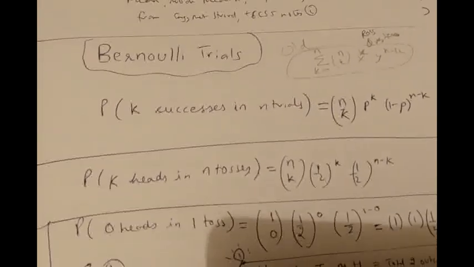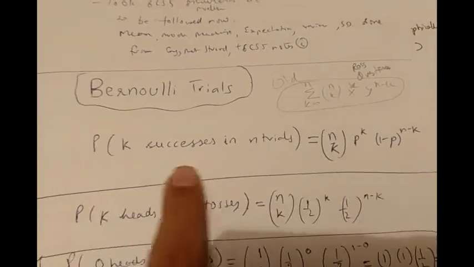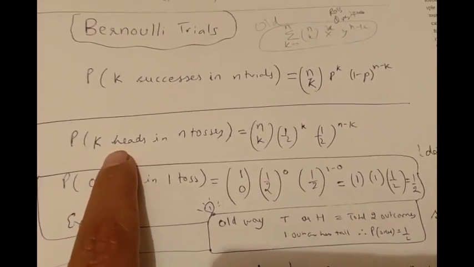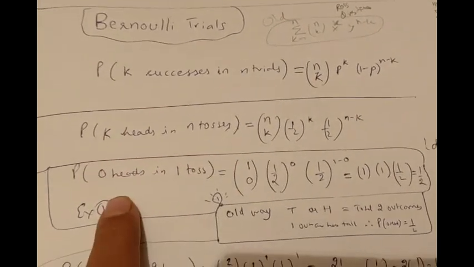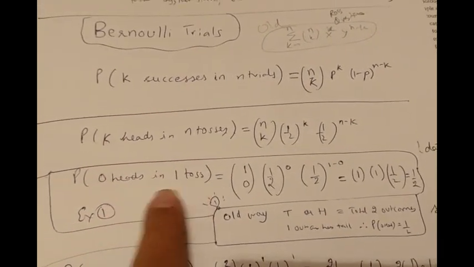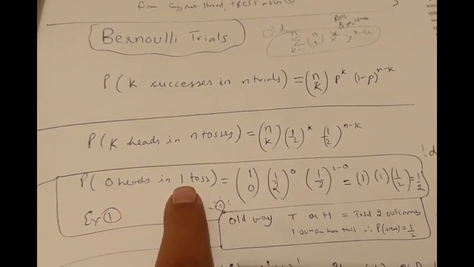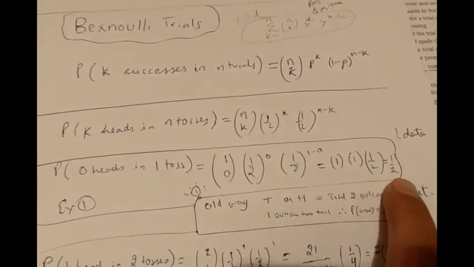One more thing I recall is the Bernoulli trials formula, the probability of k successes in n trials. This formula can be used to compute cases. Suppose, for example, we need to find the number of heads in n tosses, so 0 heads in one toss. What is the probability of this event? It is 1 by 2. It can be computed by plugging in the values of this experiment, and you'll get the answer.